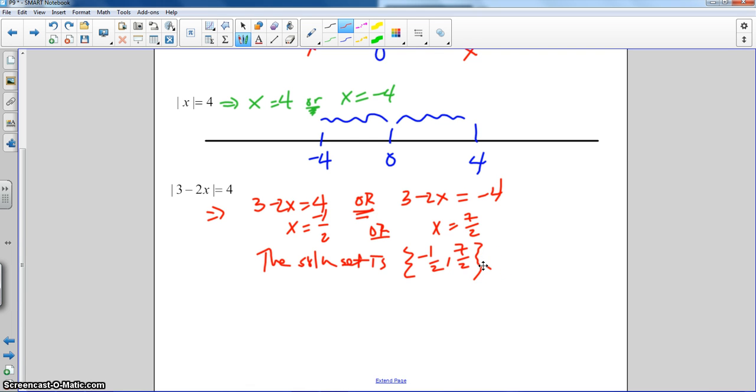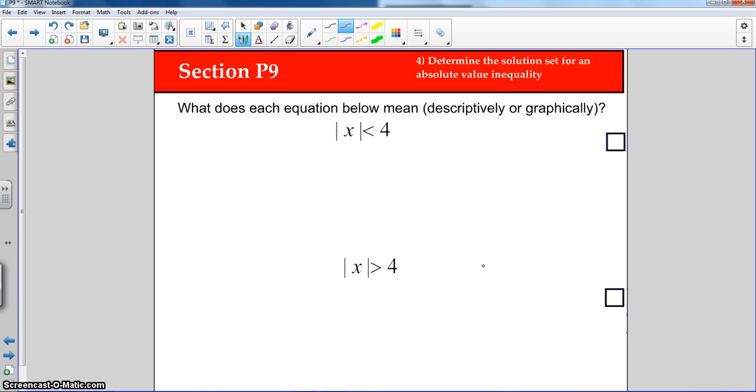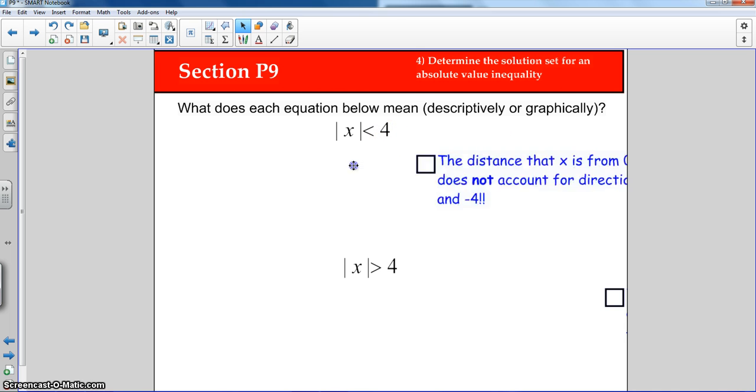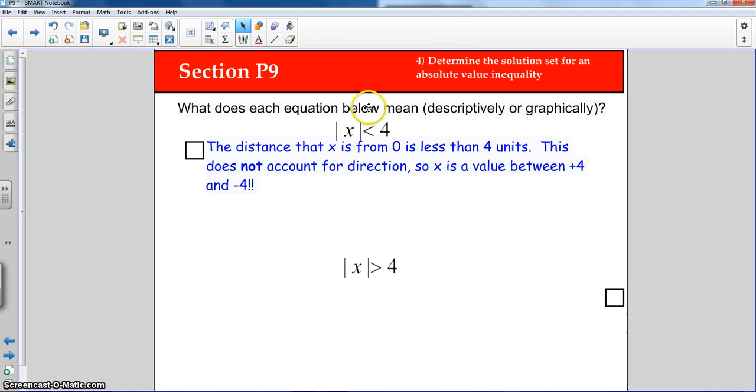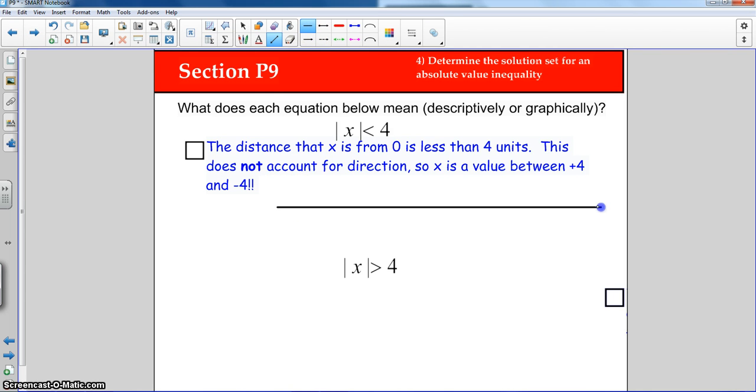Okay, done. Now we're going to change it a little bit. So now I have absolute value of x less than 4. Well, how do I read this? This means that the distance that x is from 0 is less than 4 units. So on a number line, let me get one out here quick. On a number line, so here's 0, if it's a distance less than 4 units, so here's 4, and here's minus 4, x is somewhere in between here.